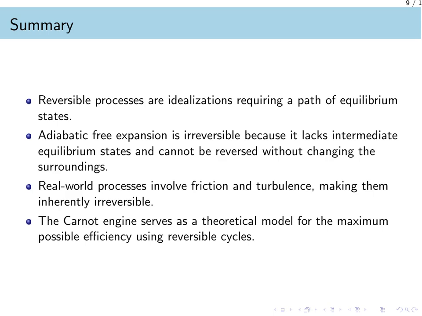In summary, reversible processes are idealizations that require a continuous path of equilibrium states. Adiabatic free expansion serves as a primary example of irreversibility because it lacks those intermediate equilibrium states and cannot be reversed without leaving a permanent change in the surroundings. Real-world processes are always irreversible because they involve energy losses through friction and turbulence. These concepts lead us to the Carnot engine, a theoretical model used to calculate the maximum possible efficiency a heat engine can achieve using reversible cycles.